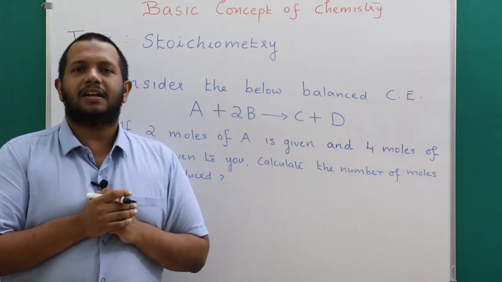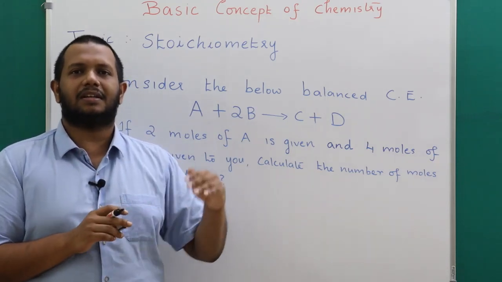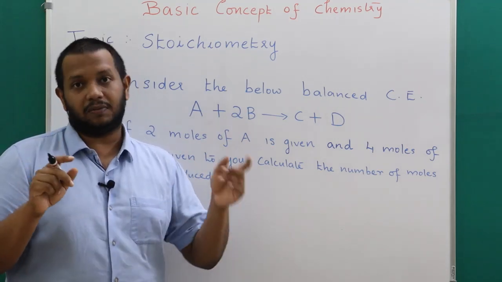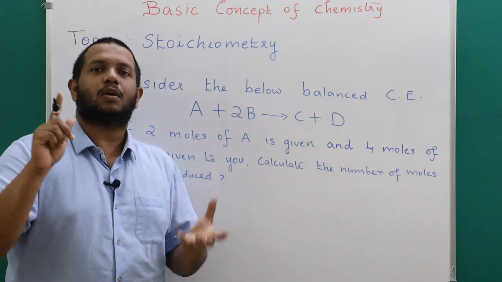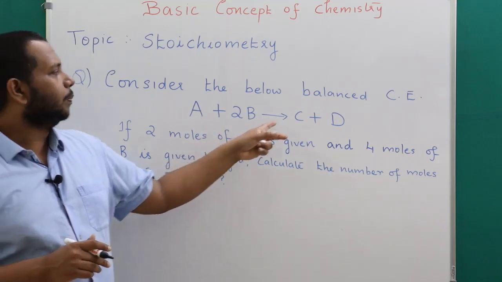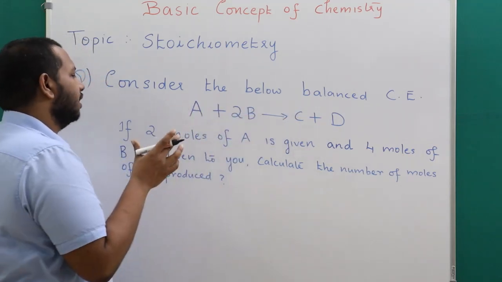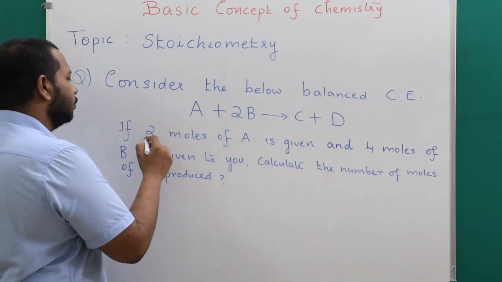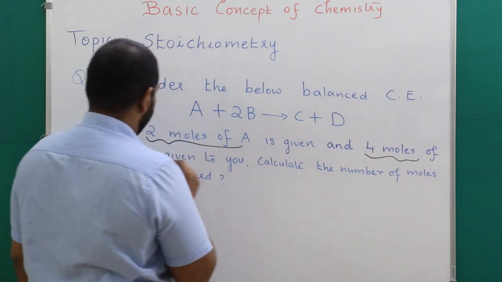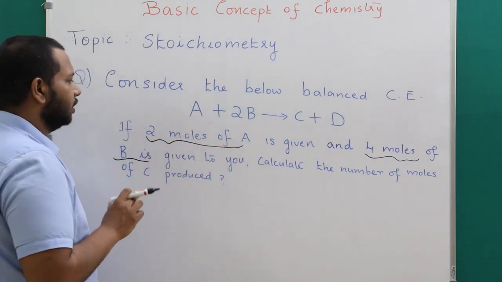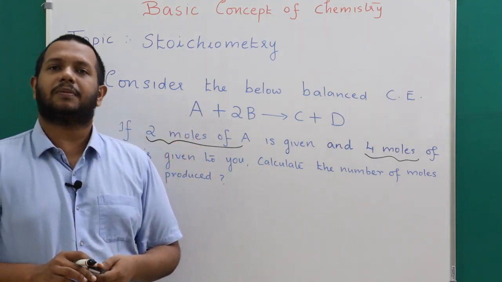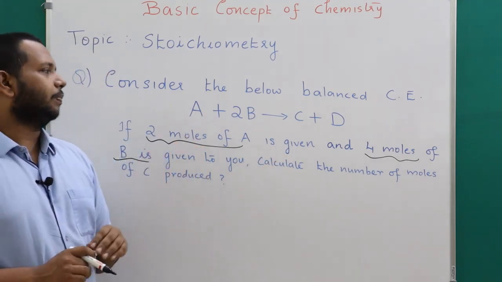Okay, so listen here. Here the next case is coming. What is the next case? In the case 1, you are given only one reactant. Not that only one reactant exists, more reactants are there, but the quantity of only one reactant was given. Now here, to prepare C and D, both A and B are given. If 2 moles of A is given and 4 moles of B is given to you. Understood? In the question they are mentioning it clearly. Calculate the moles of C produced.